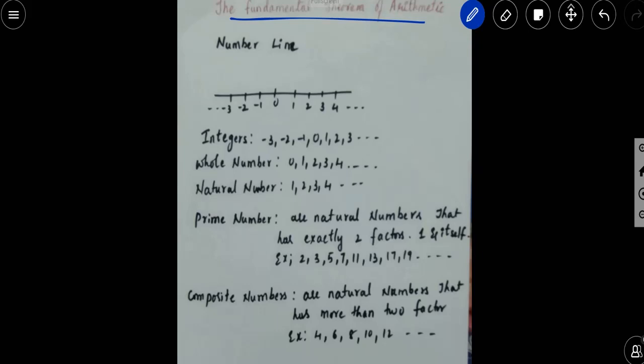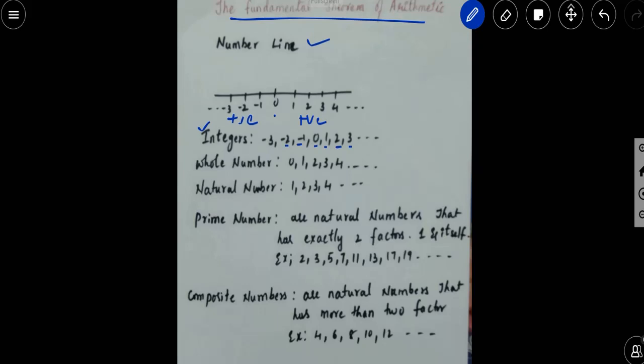So let's go through the number line a little bit. On this number line you have negative numbers, 0 and positive numbers. All together, negative numbers, 0 and positive numbers, we call integers. So integers contain -3, -2, -1, 0, 1, 2, 3 and many more, up to infinity. This is called integers, where you have negative, 0 and positive.